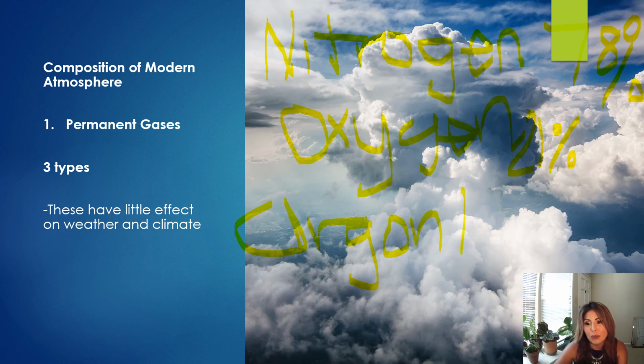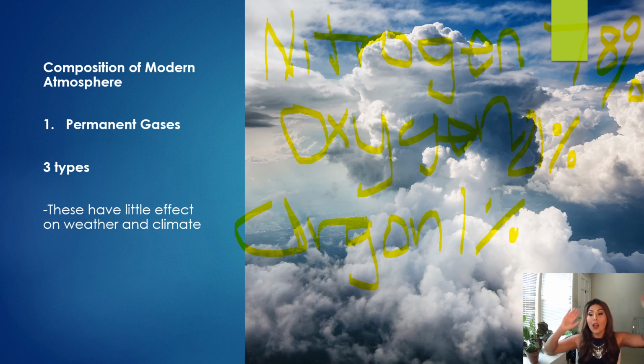And argon will be about 1%, give or take. So no matter where you go, you will always have 78% nitrogen in the atmosphere, 21% oxygen, and about 1% argon. The two most abundant gases in the atmosphere are nitrogen and oxygen. So permanent gases never change.